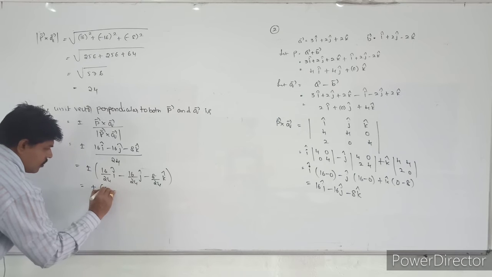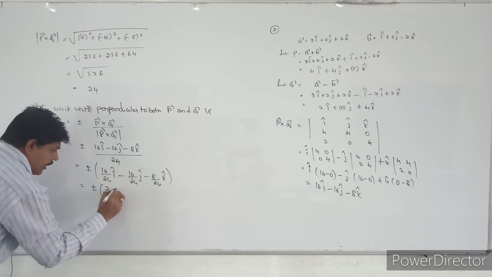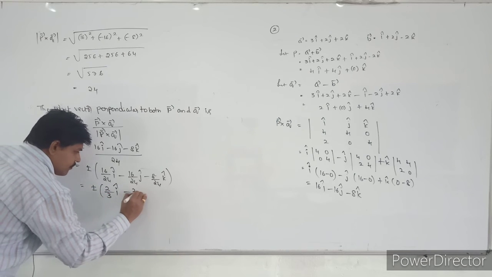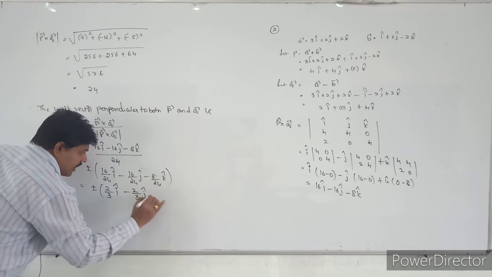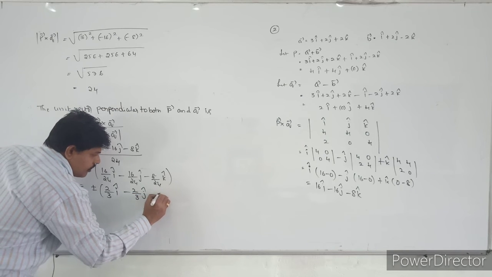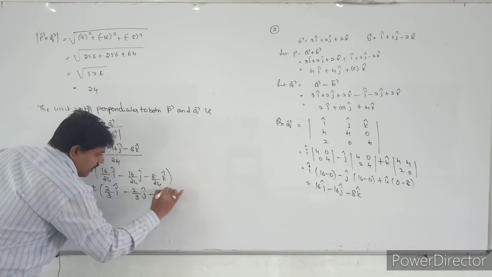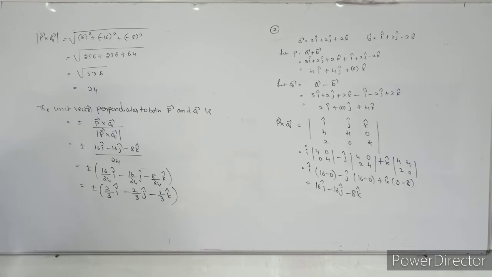So that is 2/3 i cap minus 2/3 j cap minus 1/3 k cap. See that, students. So the unit vector perpendicular to both P and Q, that is the first one. If you take the plus, you will get one vector, and if you take the minus, you will get another vector also. Okay. So this is the question.